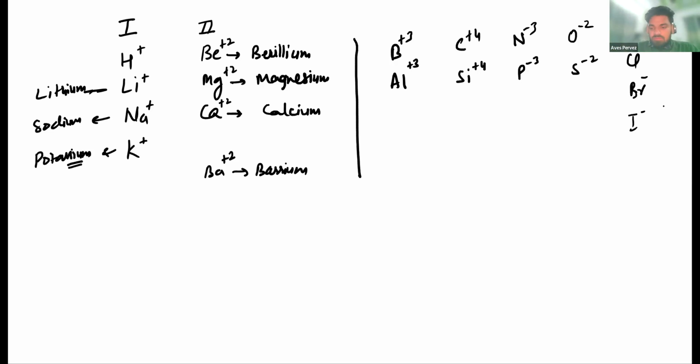B is boron, right? Yes, B is boron and Be is beryllium and Ba is barium.